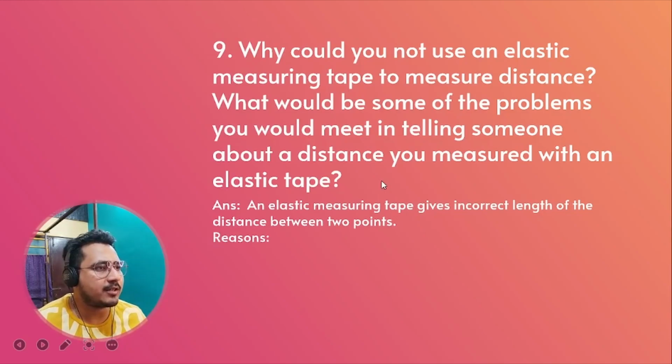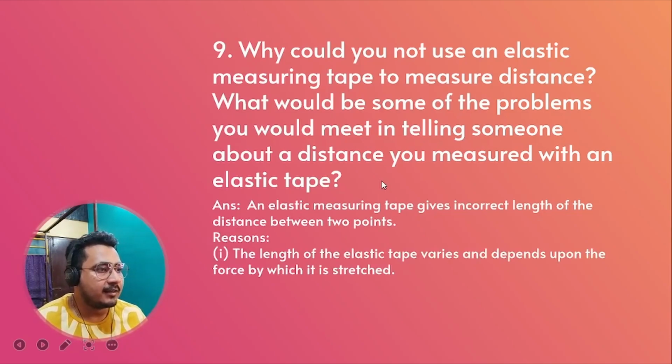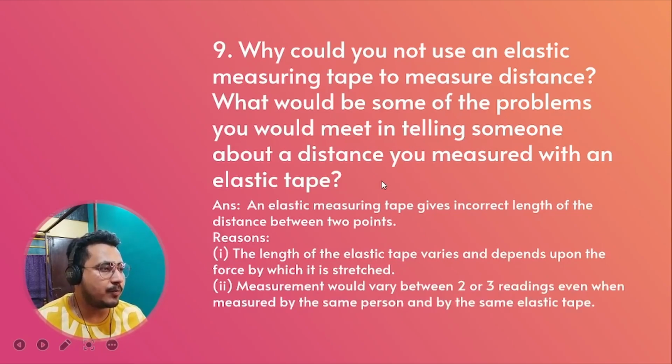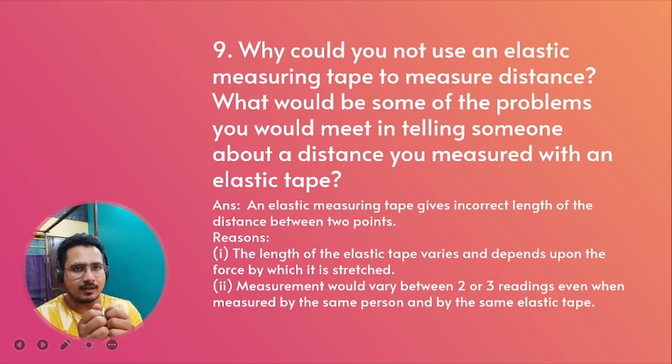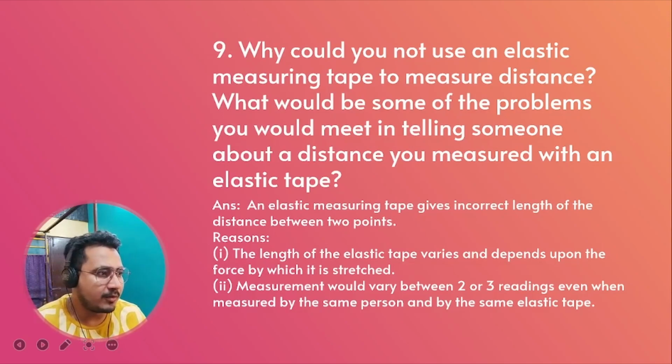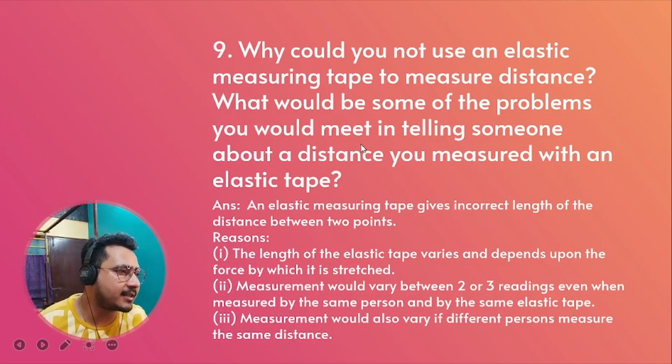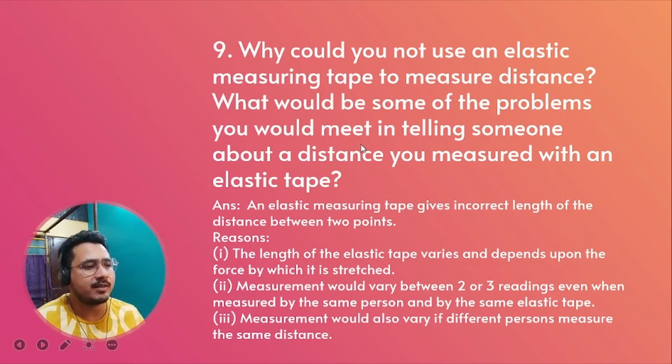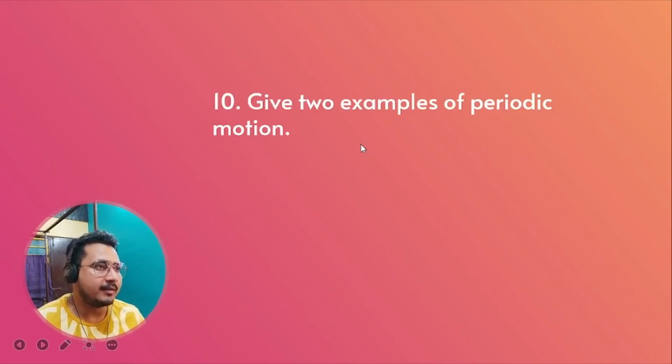So it is also a very easy question. The reason is also given: the length of the elastic tape varies and depends upon the force by which it is stretched, and the measurement would vary between 2 or 3 readings even when measured by the same person and the same elastic tape. If you stretch it, it will change the value between the two points, so you will not get an accurate value. Every time you measure, you will get different values. Another thing given is that measurement would also vary if a different person measures the same distance. Okay, next question.